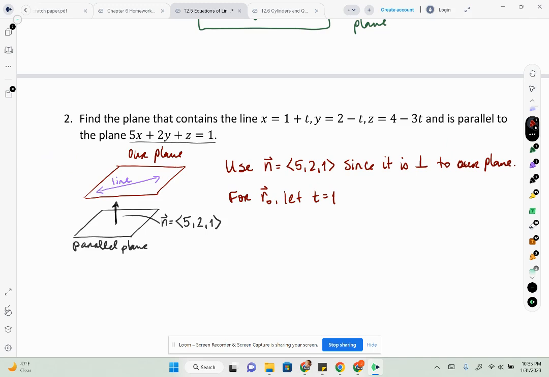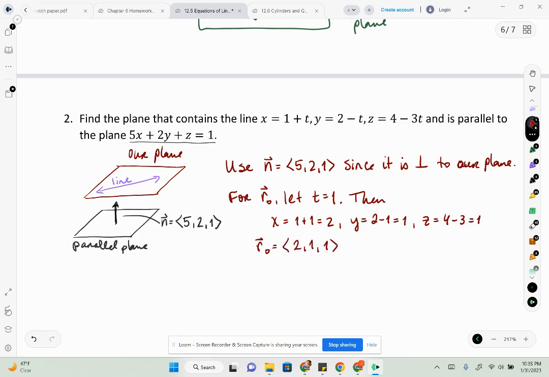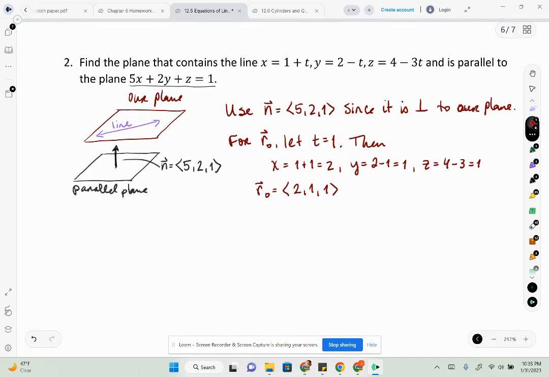For r naught, we're going to let t equal 1. Then x is equal to 1 plus 1, which is 2. y is equal to 2 minus 1, which is 1. And z is equal to 4 minus 3, which is 1. So r naught has components 2, 1, 1. All right, we have our r naught, we have our n.